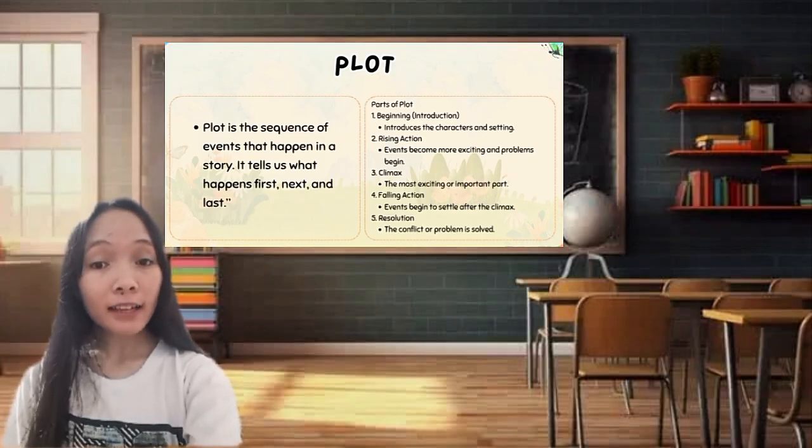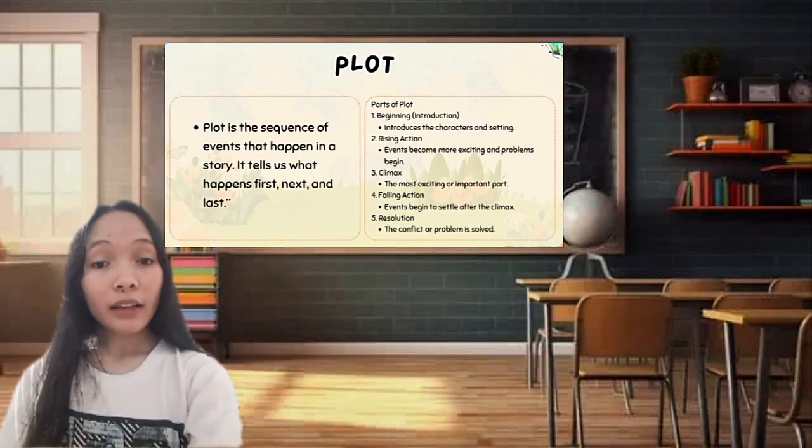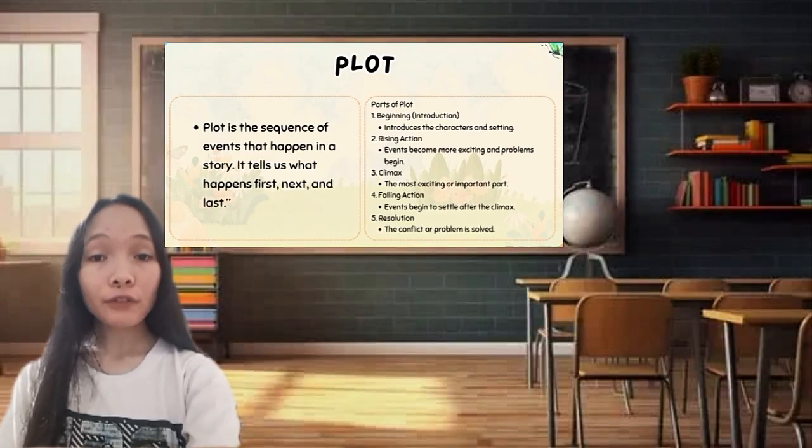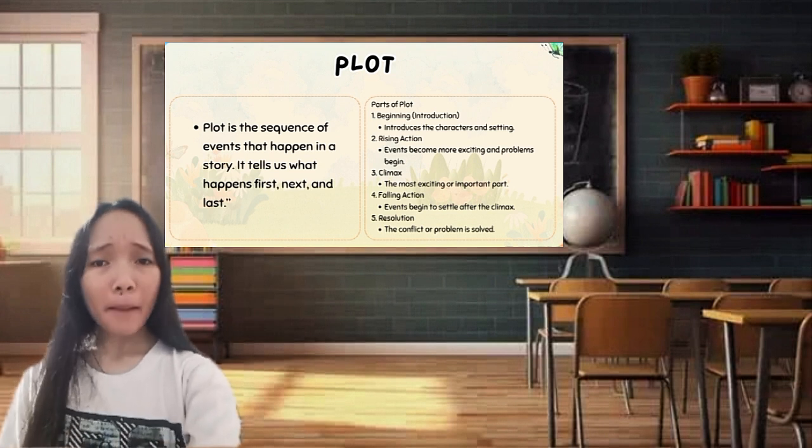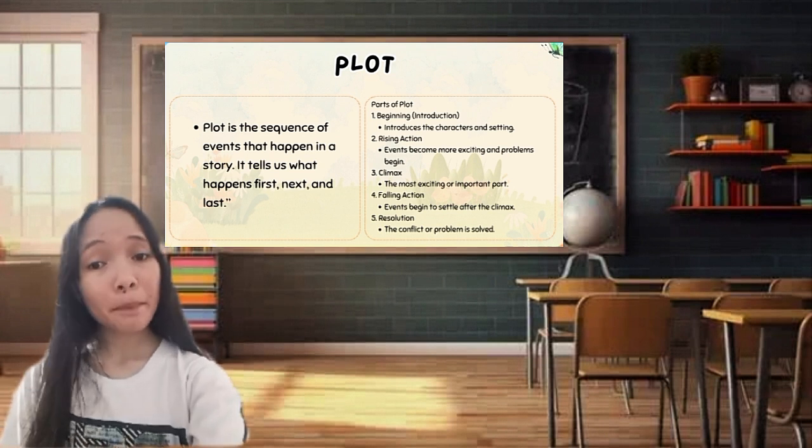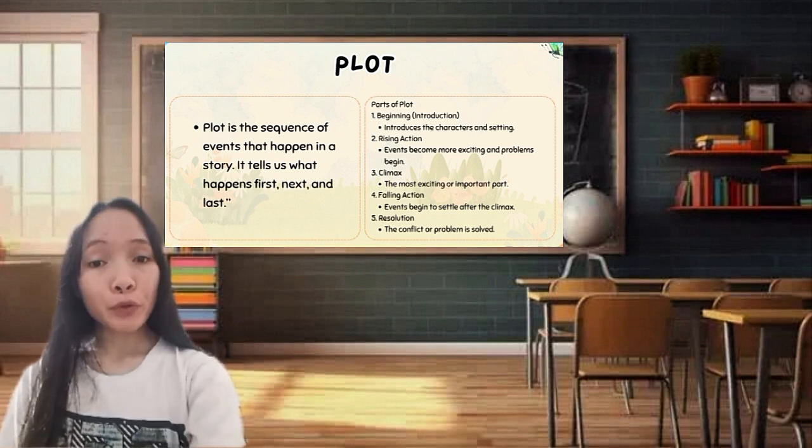And next, we have the falling action. This part shows events after the climax where the tension begins to decrease. The falling action explains what happened after the major event of the story. An example, Cinderella tries on the slipper. And next, we have the resolution.